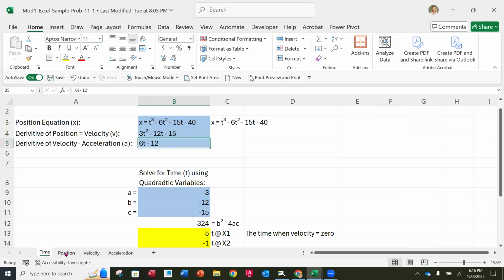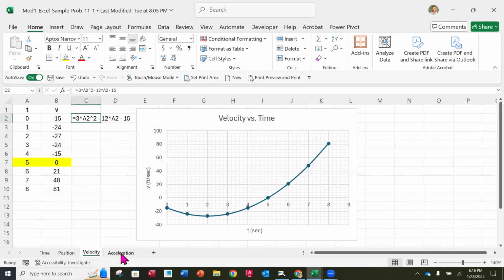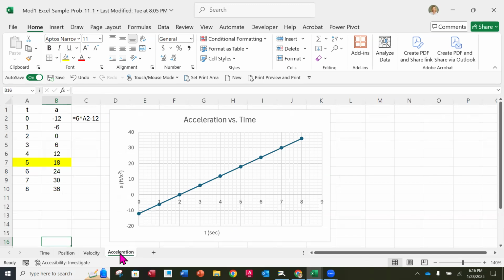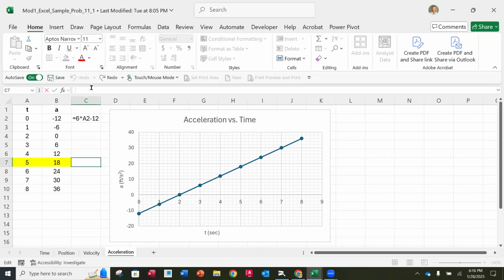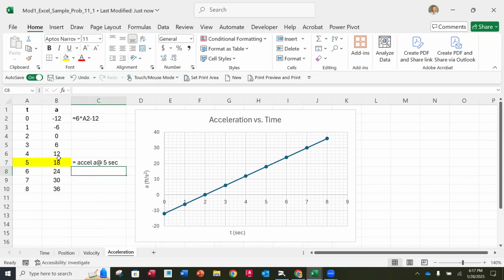And then these are what you're going to use to program and create the charts for position, velocity, and acceleration. By highlighting here, for instance, at the 5 second mark, it's 18. But what I would want you to do is say equals, equals, or acceleration at 5 seconds. So it just gives me a label for what they're asking for. Does that make sense to everybody? So don't just randomly highlight it and expect me to know what you're talking about. I want some sort of a label so that I know you answered the question.